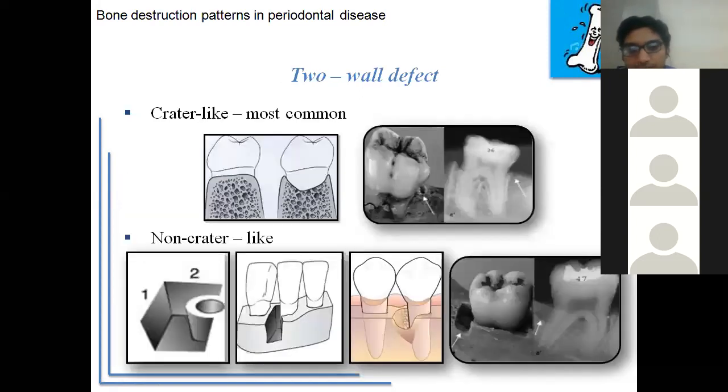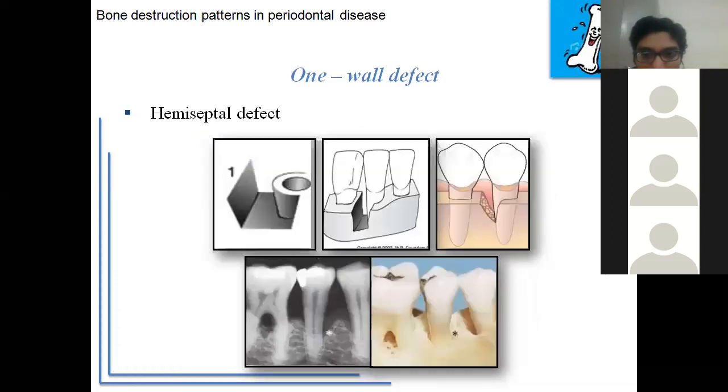Two-wall defects include crater and non-crater-like defects, which I already told, and one-wall defects, where only one wall is remaining, are also called hemiseptal defects. What is the other name of a one-wall defect? Hemiseptal defect, where only one osseous wall is remaining, right? So any difficulty in this?